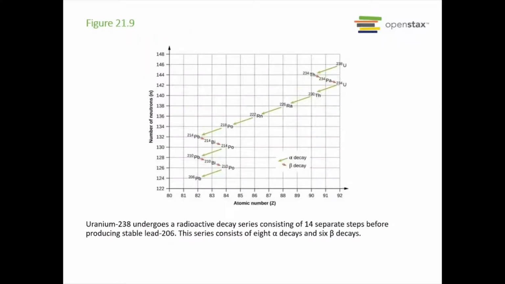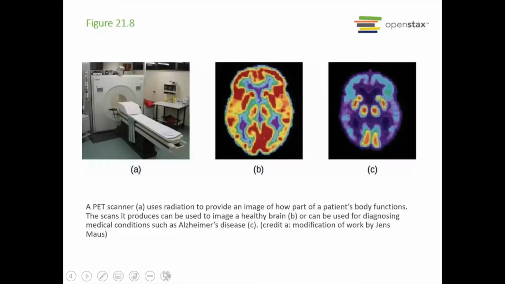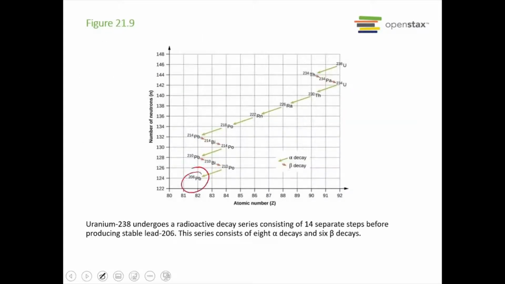Here's the uranium-238 radioactive decay series. It has 14 different steps with 8 alpha decays and 6 beta decays until eventually it ends at lead-206. So you can see decay, decay, decay, and then we chill out once we hit lead, which is on the band of stability.